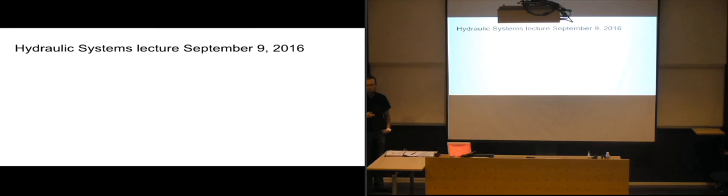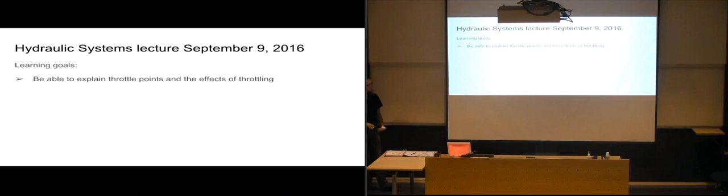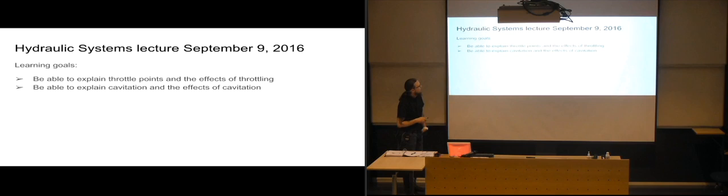Our learning goals will be to be able to explain throttle points and the effect of throttling. You have already had throttling in fluid dynamics, but now we're just going to repeat it a bit. We're going to be able to explain cavitation and the effects of cavitation. I can't really remember the details of everything you did in fluid dynamics, but I think you touched upon cavitation a bit, though I'm not going to say that completely for sure. We are at least going to look at what cavitation is and the negative effects it will have on our systems if it occurs.